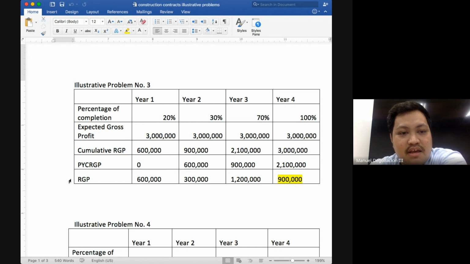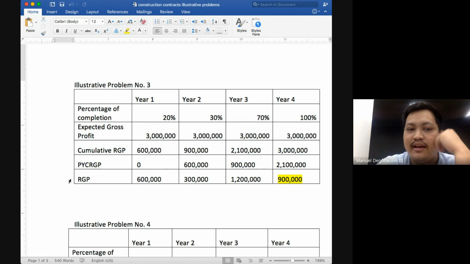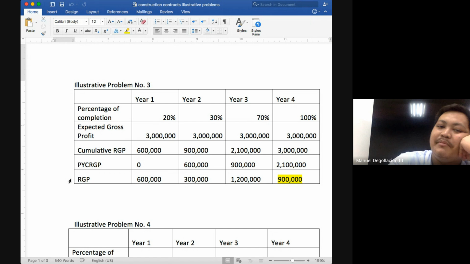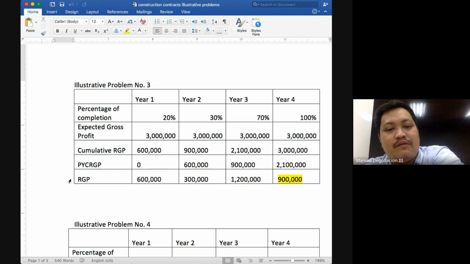But again, that is if the percentage of completion and the expected gross profit are given. Year 2, what do you do? Multiply percentage of completion and expected gross profit. 30% times 3 million will give you 900,000. Okay, is that the RGP for the year?